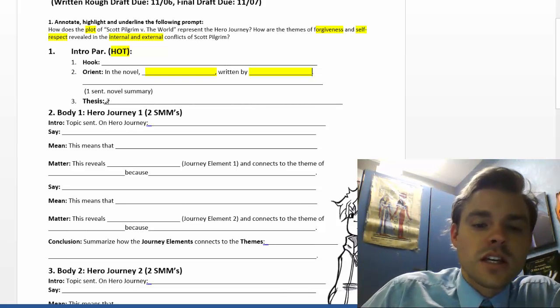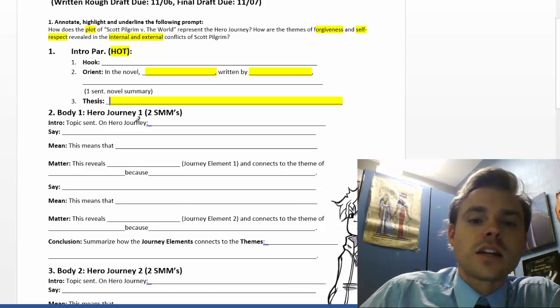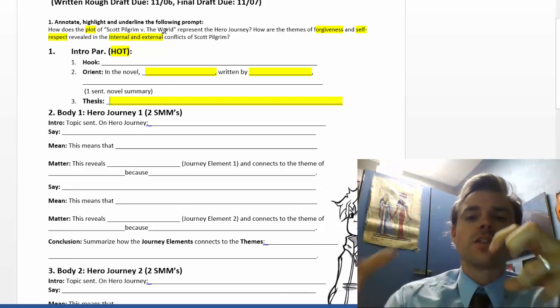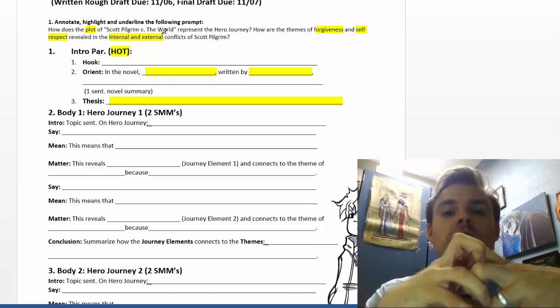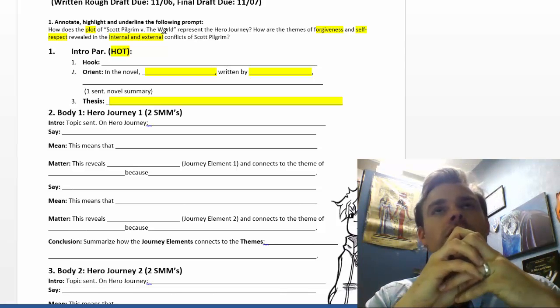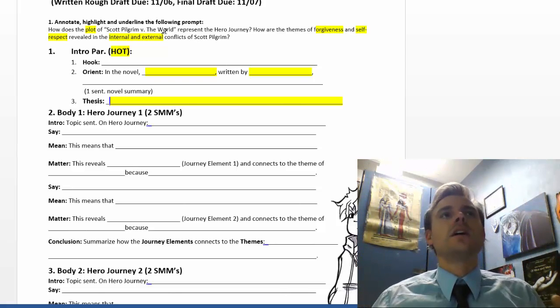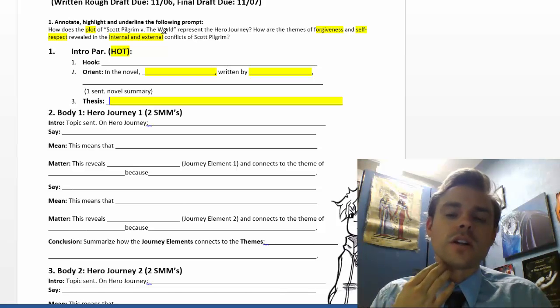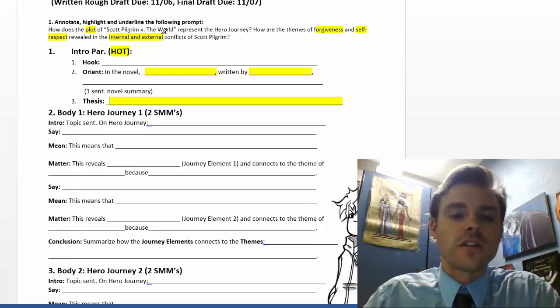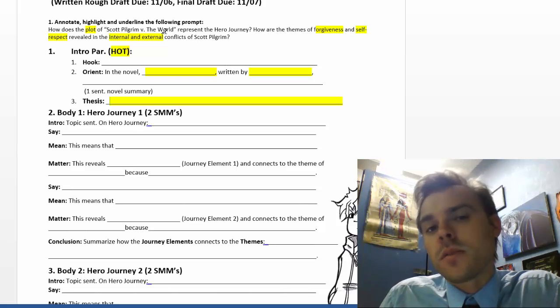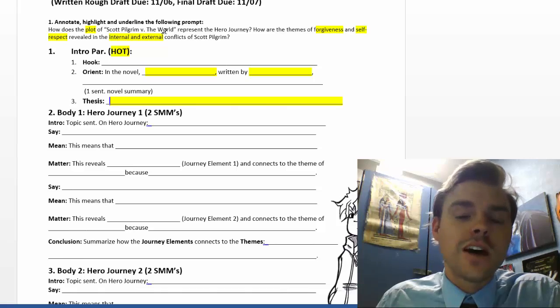Now your thesis is different than your orient, right? So this is not just a summary of the story. It is actually connecting the elements of the prompt together with your details of your argument. So what details connect to the theme of forgiveness and self-respect? How could you summarize how you view those things connect together? What did Scott Pilgrim have to learn regarding self-respect? What did he have to learn about forgiveness? Be specific. And your thesis can be specific. It can be as long as you want. You can maybe make it two sentences, but it needs to tell me your argument.